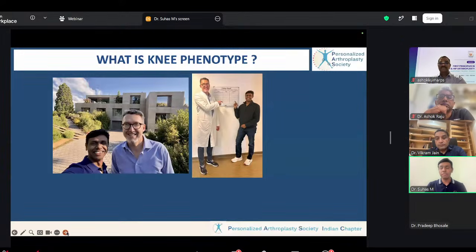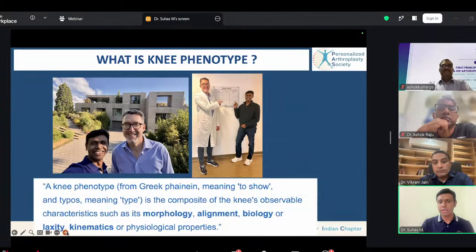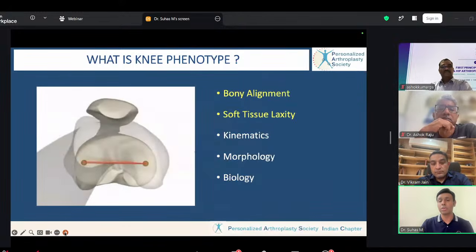But he gave a very different definition from what I usually thought a phenotype is. He said a knee phenotype is not just about alignment. He said it is about bony alignment for that particular patient, native soft tissue laxity, the kinematics with which the knee actually functions, the morphology, which is the anatomy, and the biology, which is the ligaments and all the other mechanisms Dr. Bagaria spoke about.